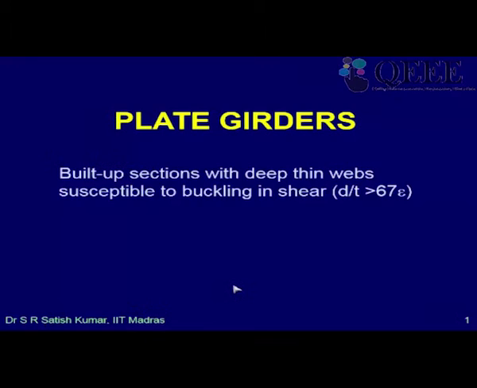So that is possible. Plate girders are defined like this. They are generally built-up sections, because rolled sections don't have deep thin webs. So when you fabricate your own section with a deep thin web and put the flanges farther away, your web becomes susceptible to buckling in shear. That means its d by t value is greater than 67. Then it is defined as a plate girder.